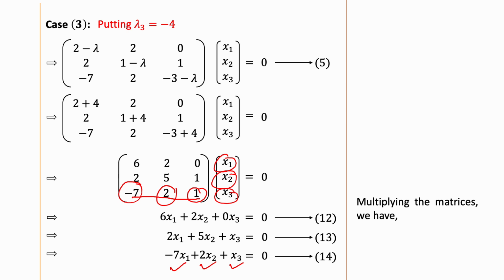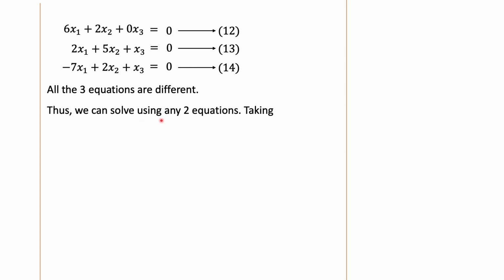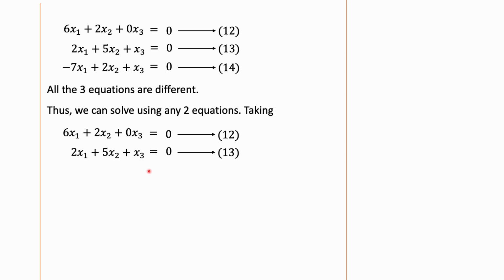So multiplying the two matrices, I have again got three equations. Using these three equations, I can easily find the value of x1, x2 and x3. All the three equations are again different here. Thus, we can solve it using any two equations. I will be taking equation number 12 and equation number 13.